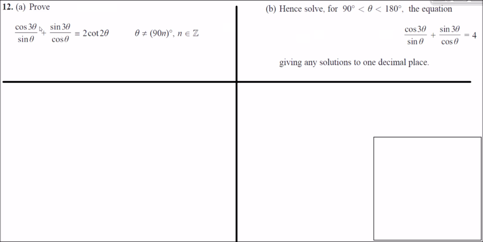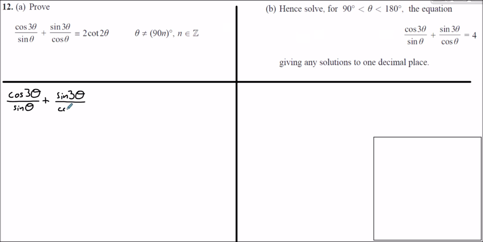But we don't need to get too caught up with this. What we need to do, really, is to start with the left-hand side and to manipulate it step by step so it becomes the right-hand side. So let's just start off by writing out what we've got. So we've got cos 3 theta all over sine theta plus sine 3 theta, sorry, sine 3 theta, I mean to say, all over cos theta.